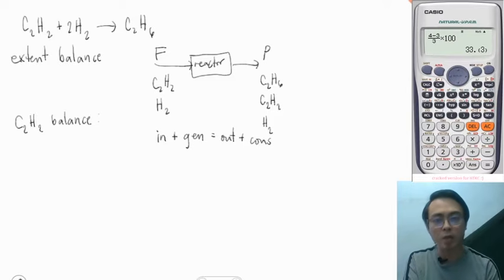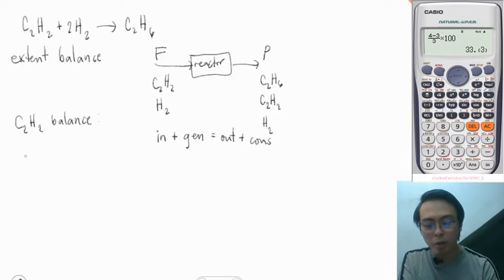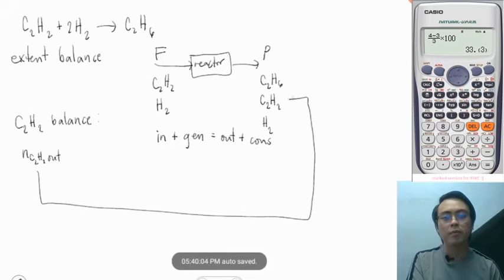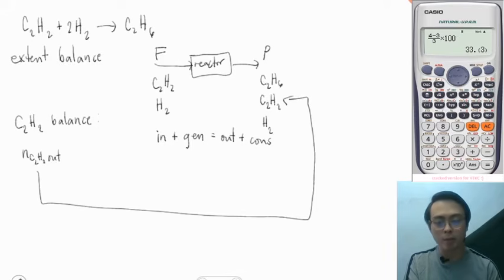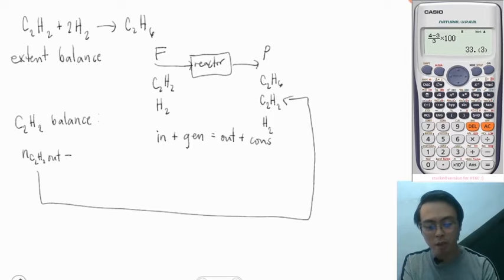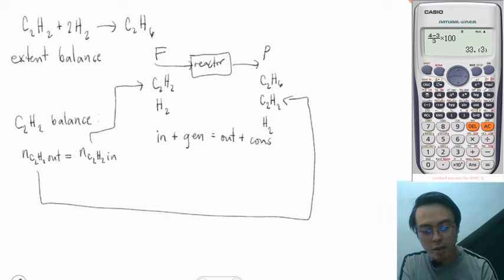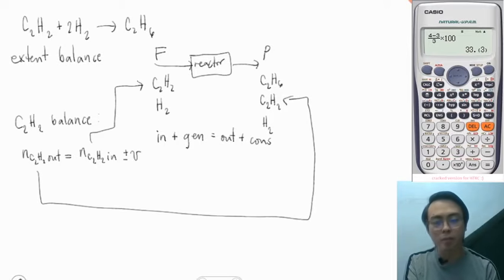The extent balance goes something like this. We want the number of moles of C2H2 that's going out. What's that? This is the amount of C2H2 in the product. C2H2 out. That is equal to the amount of C2H2 that's going in the process. Where do we get this? It's this one in the feed. And then we have plus and minus the coefficients in the balance equation multiplied by the extent of the reaction.